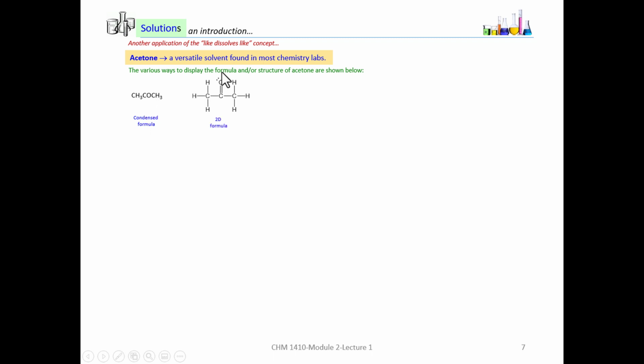Here's a two-dimensional Lewis structure. So we have 2 carbon-hydrogen groups. These are literally called methyl groups attached to a central CO group. If we condense down the Lewis structure and write it a little more succinctly, we'd see it written like this. So here are the methyl groups.